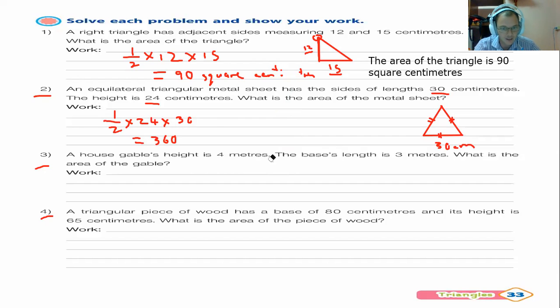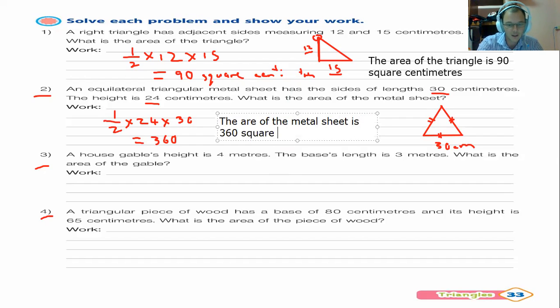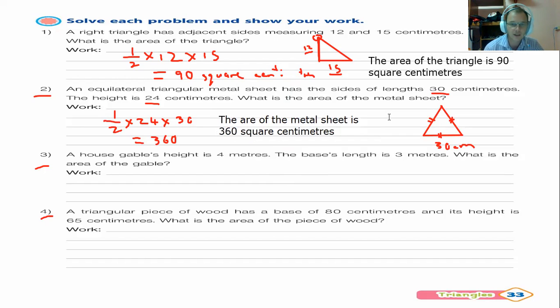So then we can write here: the area of the metal sheet is 360 square centimeters. Okay, simple, straightforward. But if you don't understand what you are reading, you will struggle to answer the questions.